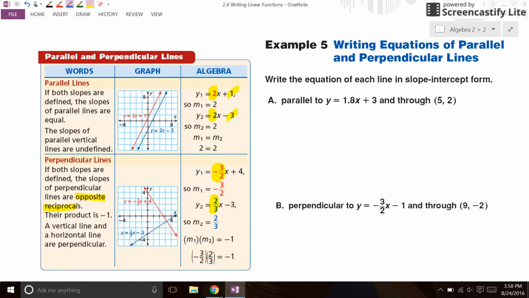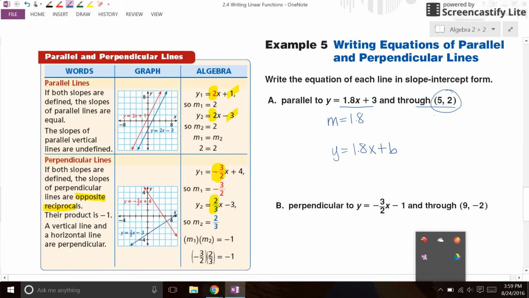So what do I have here in my last two questions? I want to be parallel to this, and I want to go through that point. Not a problem. I don't have to find the slope because I know the slope is 1.8. Why do I know that? Because I want to be parallel. Now I want to go through that point. Remember this part? I have the equation 1.8x plus b. I want that equation, but I want to know what b is. Well, that's why they gave us this point. Here's the x and the y, just like we were doing earlier.